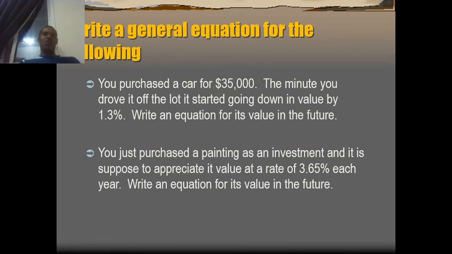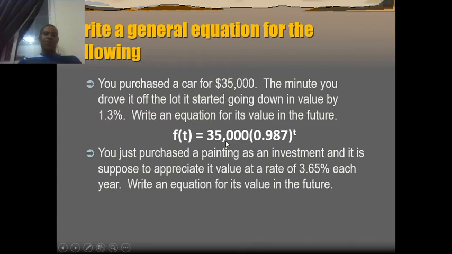Write a general equation for the following. You purchase a car for $35,000. The minute you drove it off the lot, it started going down in value by 1.3%. Write an equation for its value in the future. Then you purchase a painting as an investment, and it's supposed to appreciate in value at a rate of 3.65% each year. Write an equation for this one.